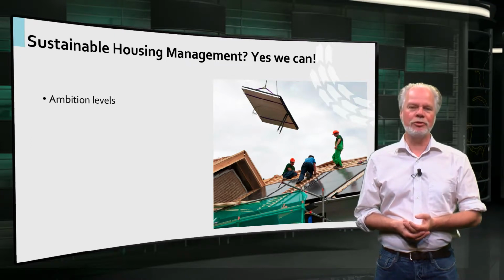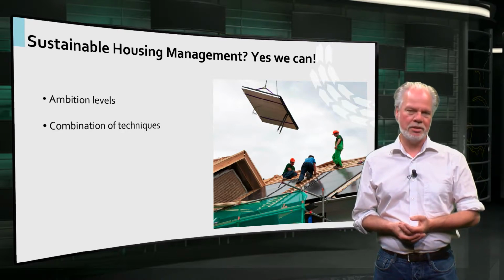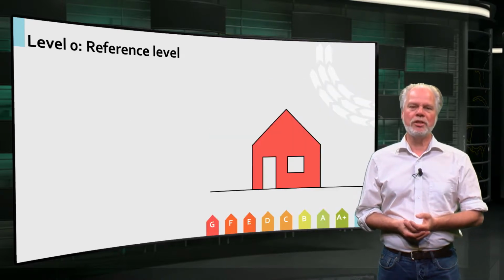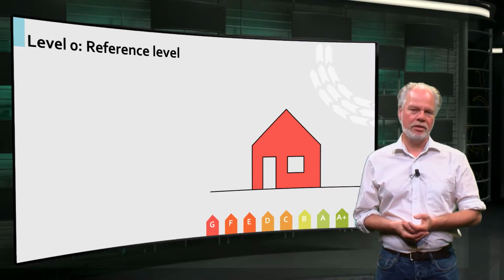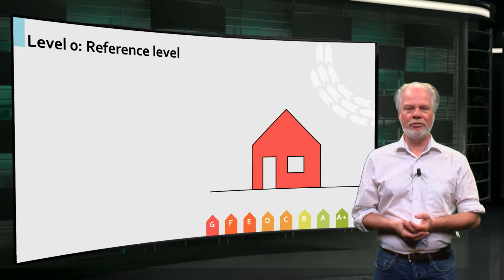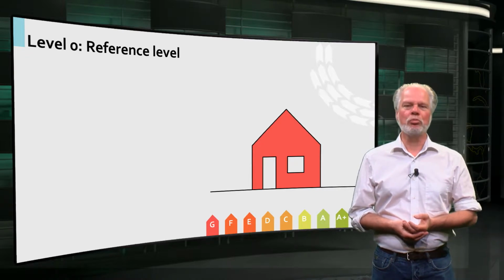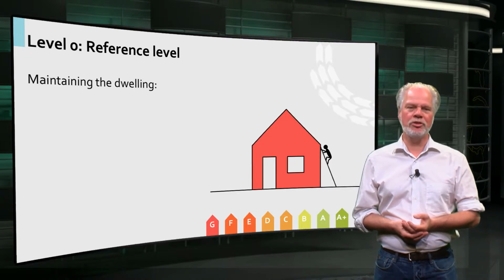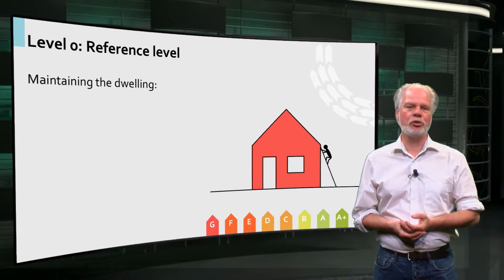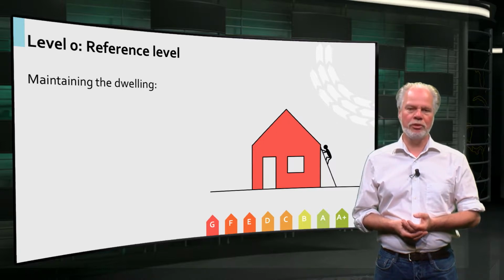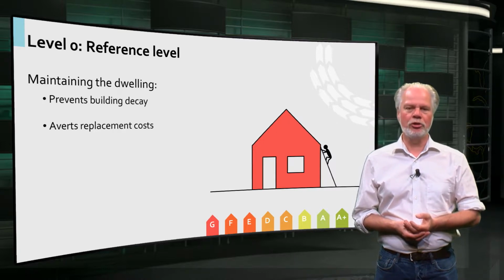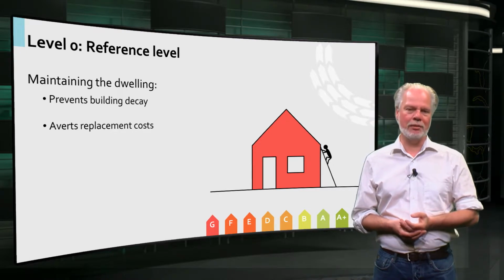These ambition levels can be achieved through various combinations of techniques. We distinguish between 5 ambition levels. Level 0 is the absolute minimum. On this level, the focus is on maintaining the dwelling in its current state. For example, by painting regularly, you will prevent wooden elements of the building from decay and avert the costly replacement of these elements.